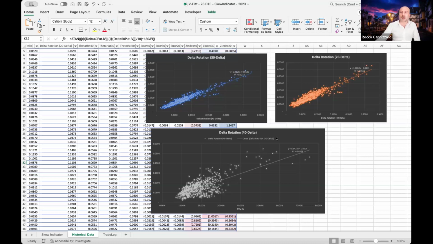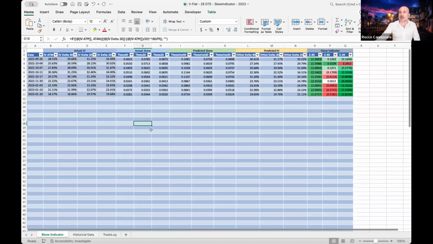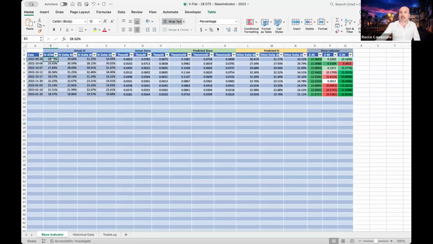So great, but how do I use all of this? Well, I can come up with a simple traffic light where, if I want to trade this particular trade, I put in the at-the-money volatility. I put in the volatility of the strike at delta 40, delta 30, delta 20, and a bunch of calculations happen. This is measuring the actual skew, and this is measuring what our prediction would be. Essentially, these traffic lights tell us that if it's green, this is a good condition.